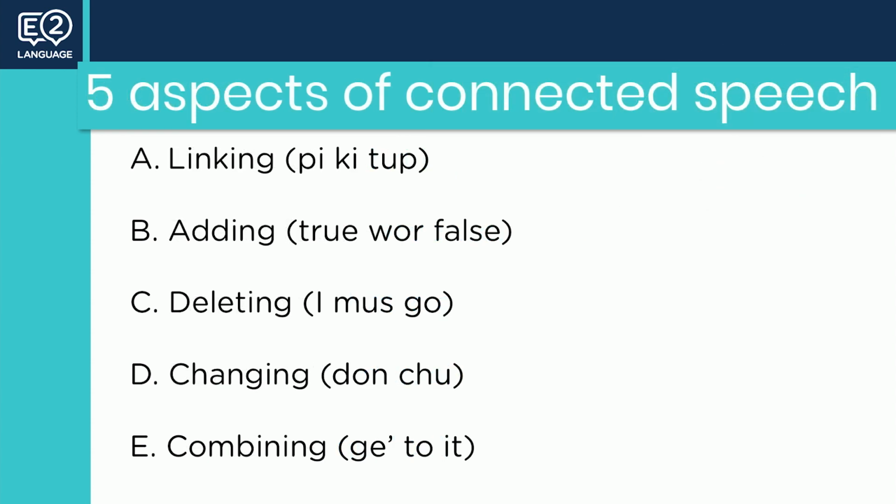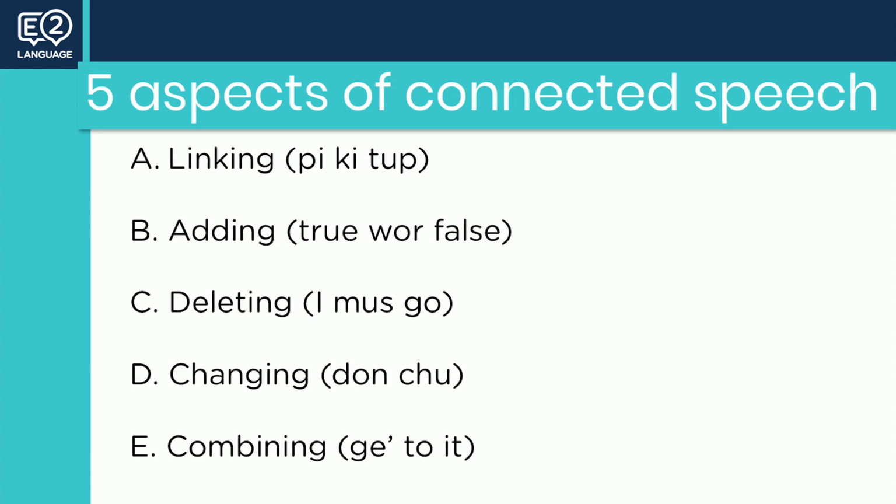So there are 5 aspects of connected speech. There's linking, where I don't say pick it up, I say pick it up. Adding, where I add the w sound. Deleting, where I say I must go, not I must go. What's going on there? And changing, don't you. And also combining, get to it.